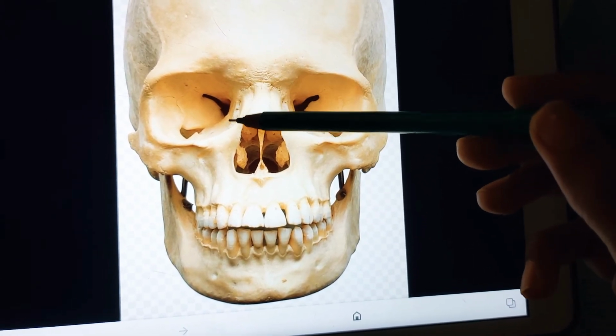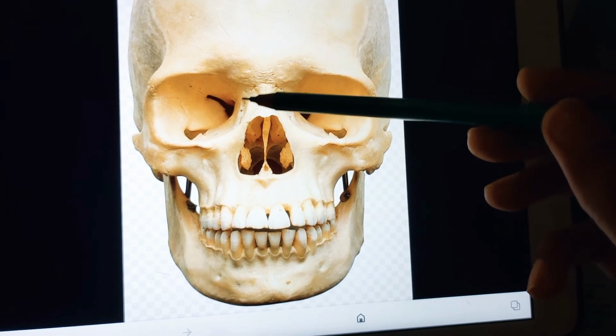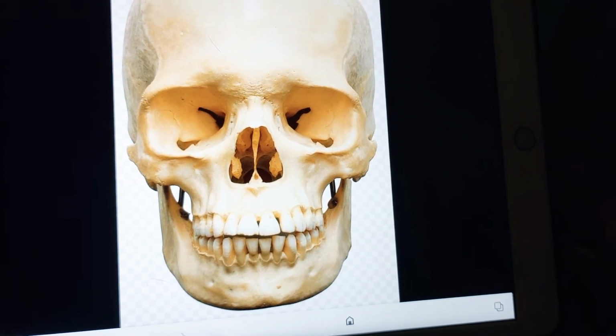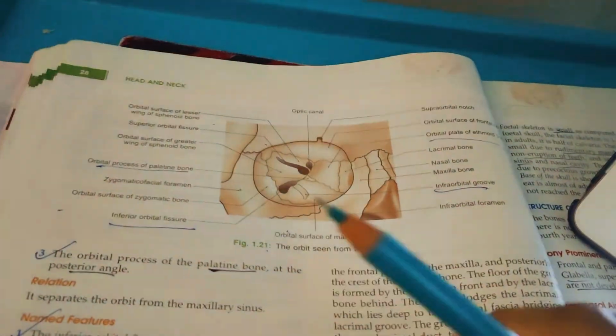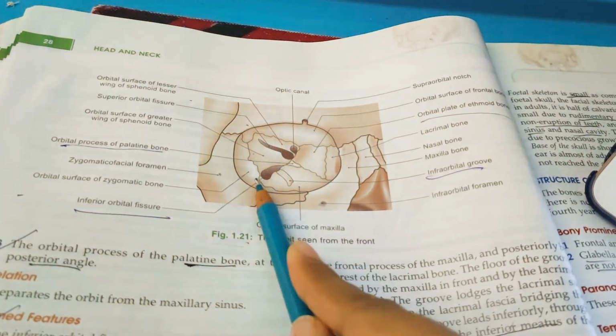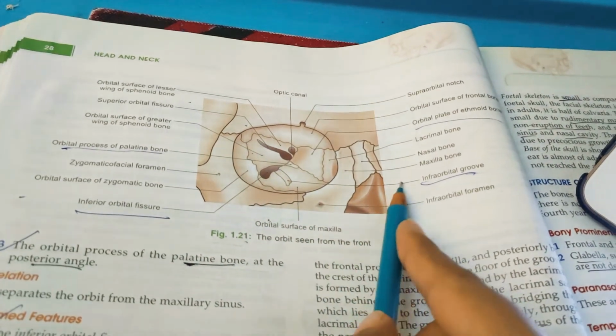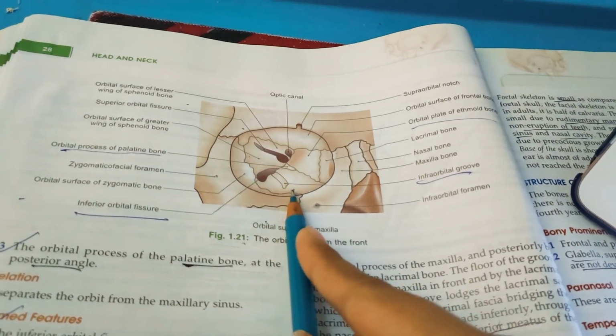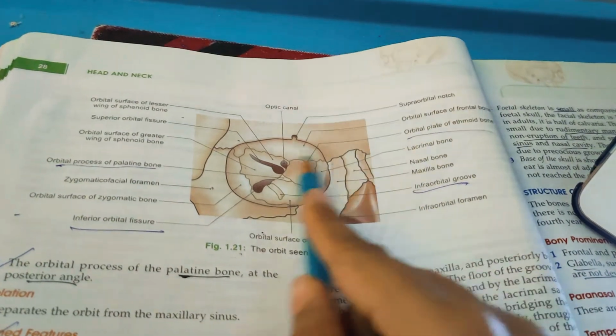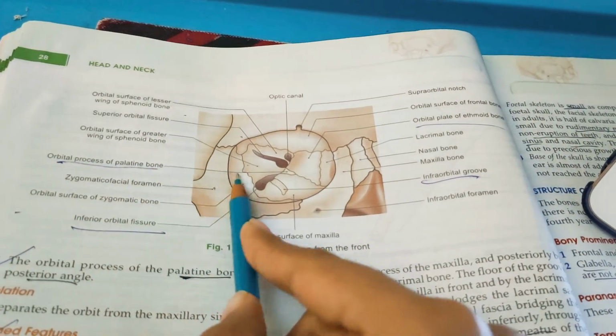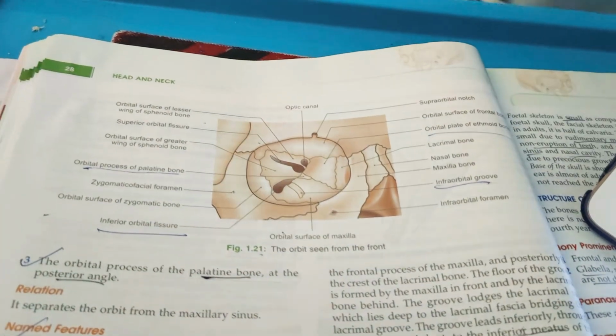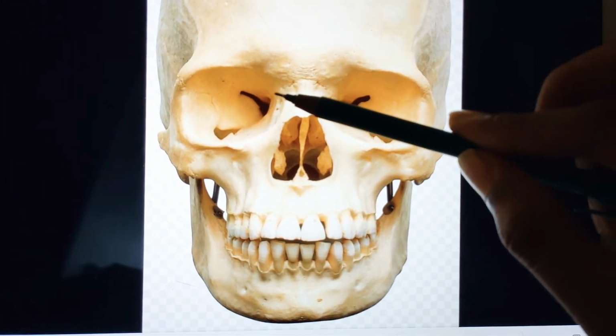Now coming to the medial wall. Before showing the medial wall, let us understand this by means of this diagram. Here you can see this is the inferior orbital fissure, this is the infraorbital groove, and this is the orbital process of the palatine bone. Now let us discuss the medial wall and its relations.